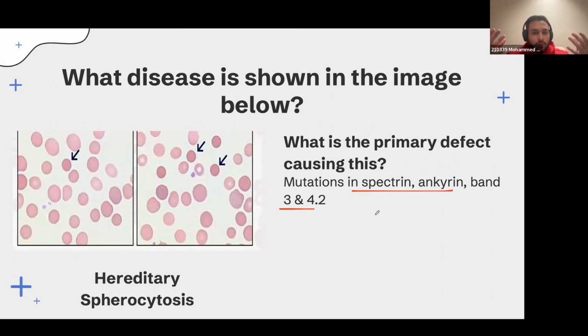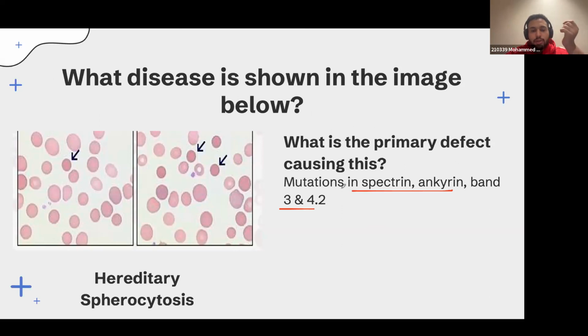That's why a normal RBC is like a donut shape, with that central area of pallor, because the membrane can move around. When you have a distortion of this cytoskeleton-to-cell-membrane binding, you'll start to have spherocytes, which is due to a defect in these proteins. Remember all of these proteins very well in hereditary spherocytosis.